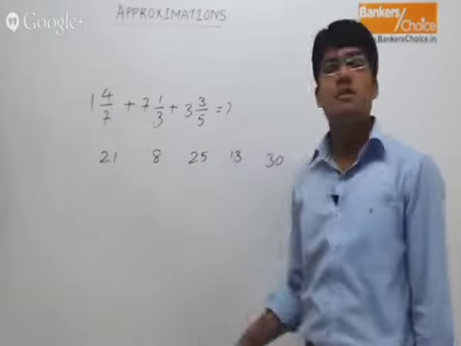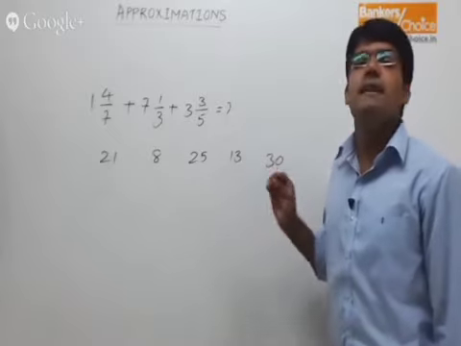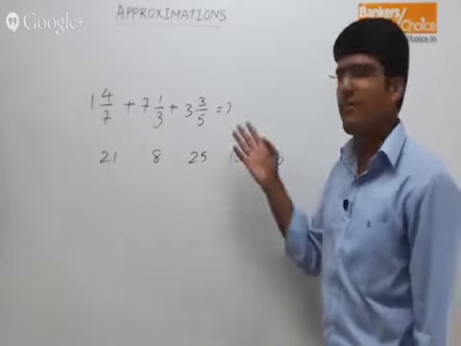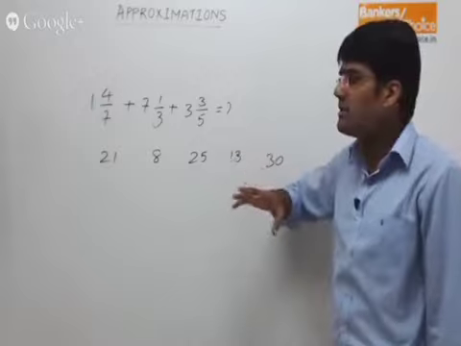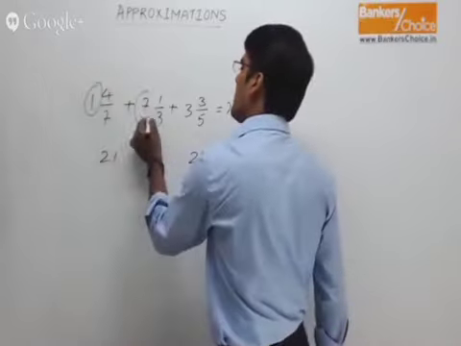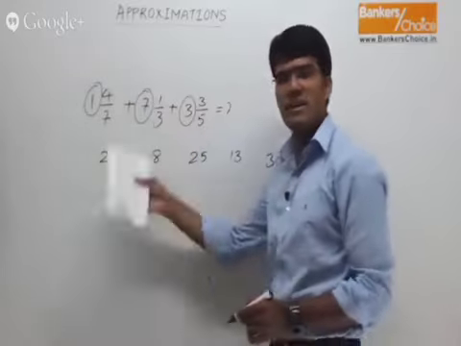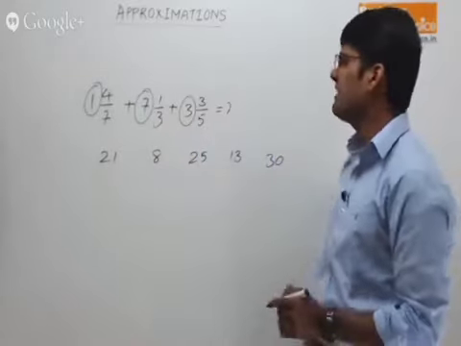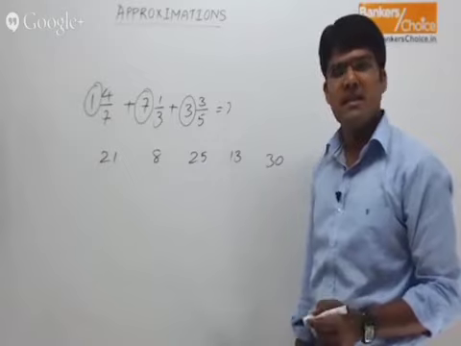Now here in approximations, what do we do? I would say only look at the integer part first, right? Here I don't have to explain, I would believe, but just look at the integer parts. Don't worry about the fractions. So 1 plus 7 plus 3. How much is 1 plus 7? 8. 8 plus 3 is 11.